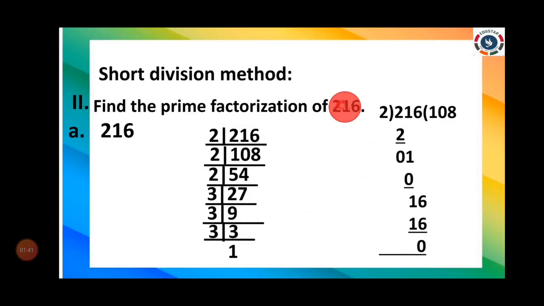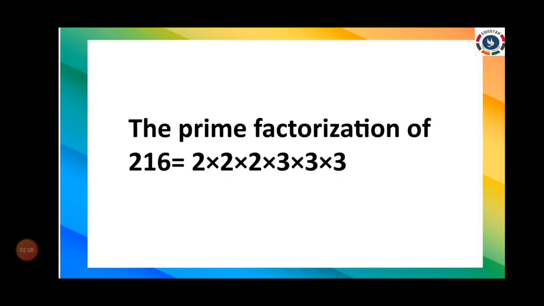Then the short division method. Write the heading in black color and open it to find the prime factorization of A, 216. Only one example I gave of how to divide the values, so like that you have to do every step. Then the prime factorization of 216 is equal to 2 into 2 into 2 into 3 into 3 into 3.